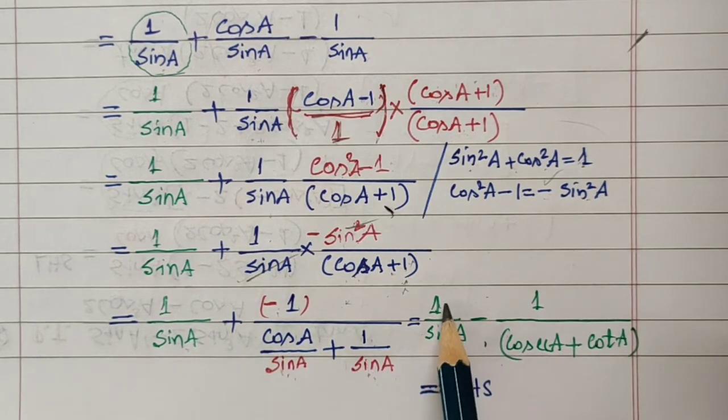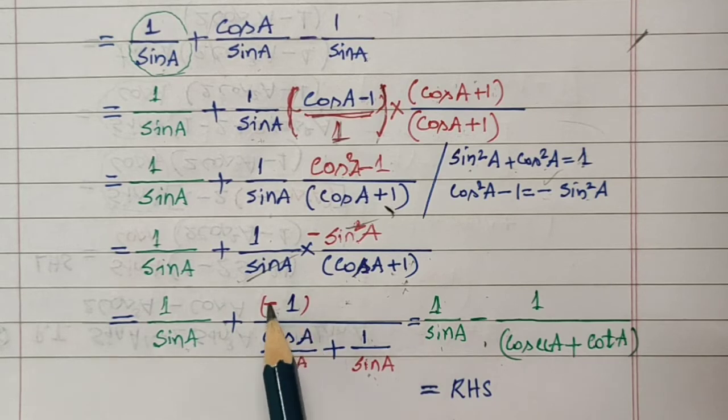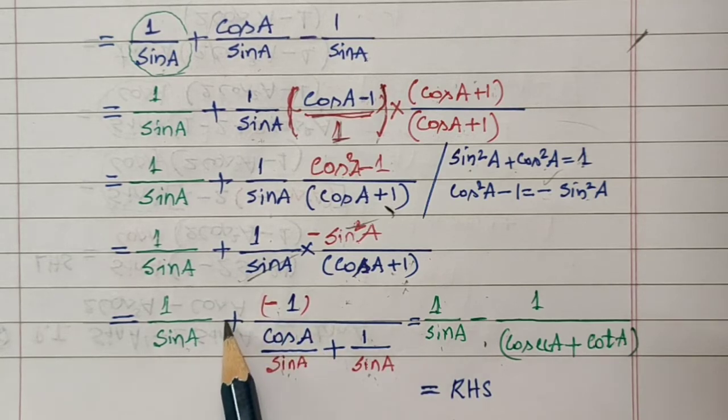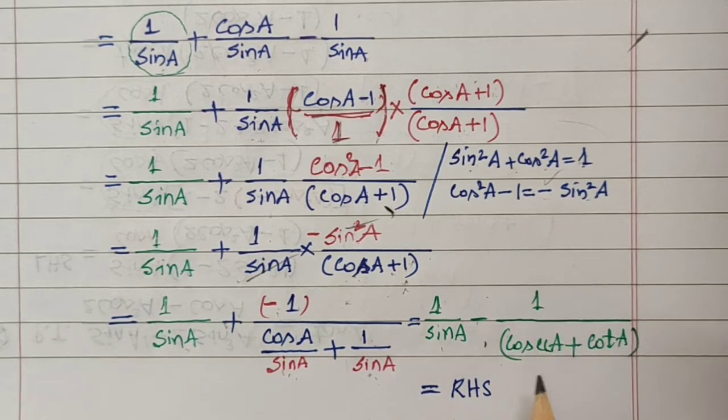So we are left with 1 by sin A, this minus 1 with this will become minus 1 divided by cosecant A. 1 by sin A is cosecant A. Cos A divided by sin A is equal to cot A, that is equal to RHS.